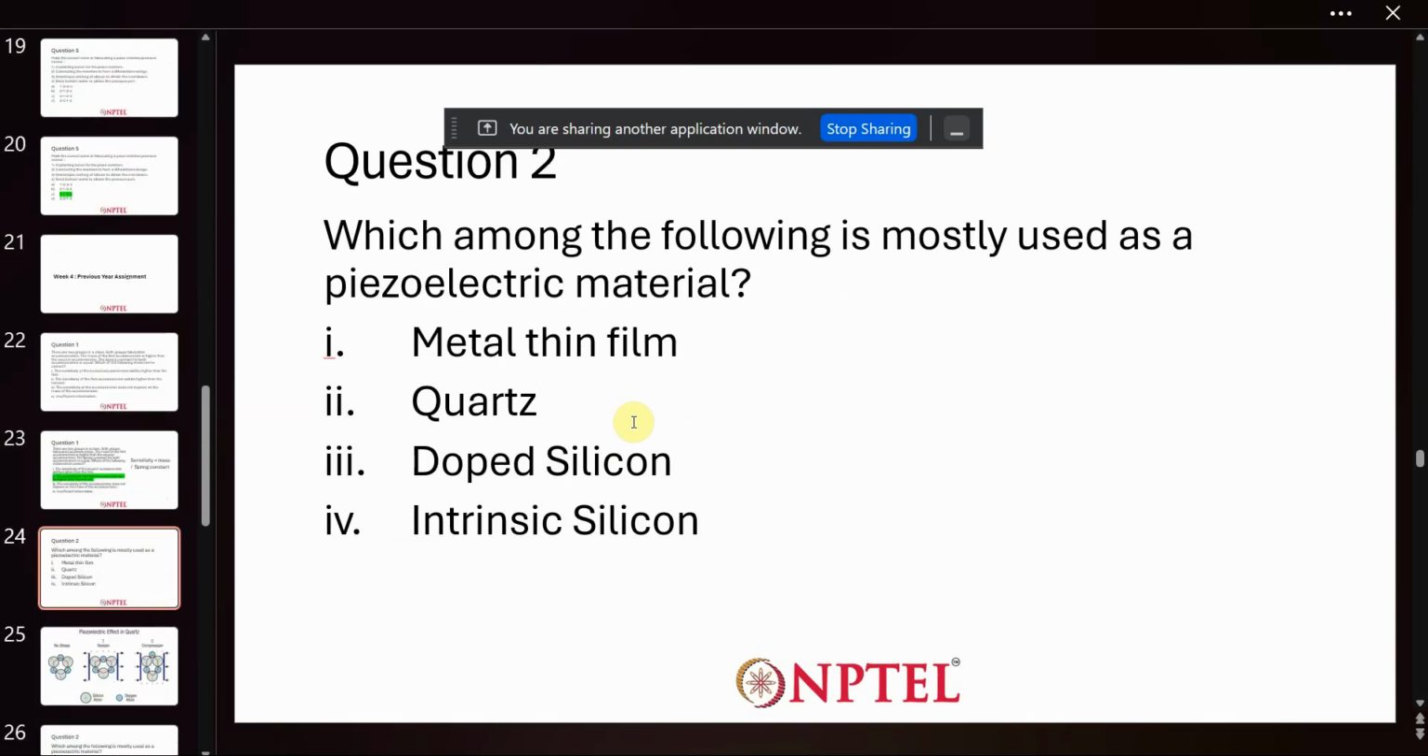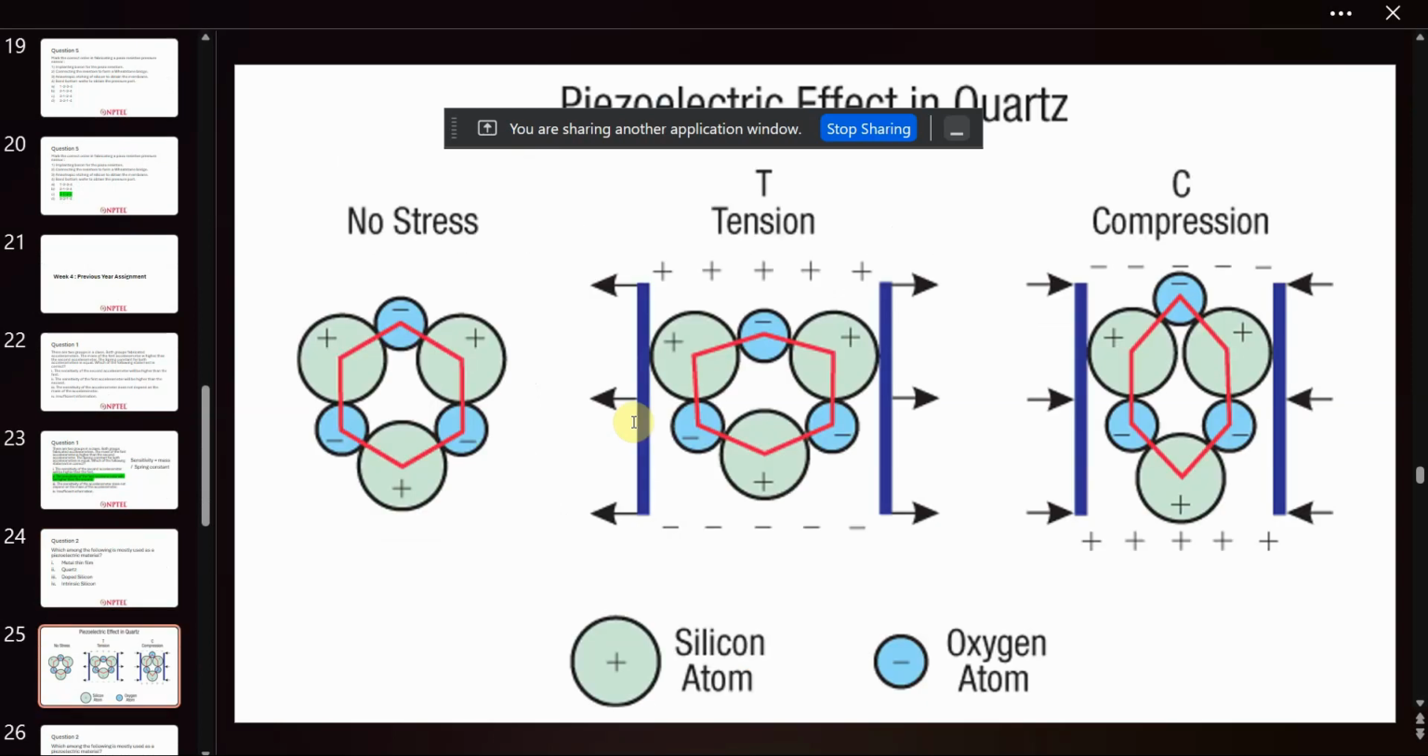Then moving to the second question: which among the following is mostly used as a piezoelectric material? A piezoelectric material is a unique kind of material which has a crystal structure such that when it is subjected to tension or compression, a potential difference develops. You can see that this is the crystal structure of quartz, which is a piezoelectric material, and which is also the answer for this question.